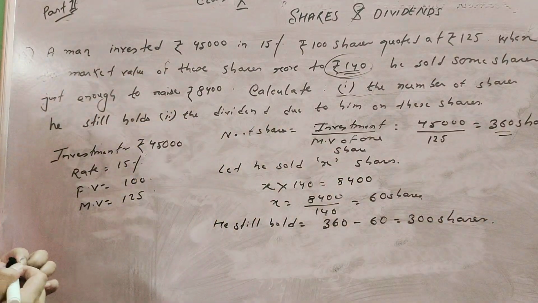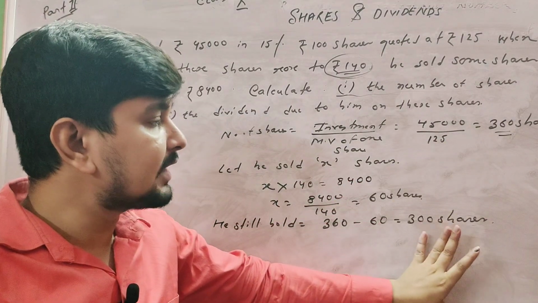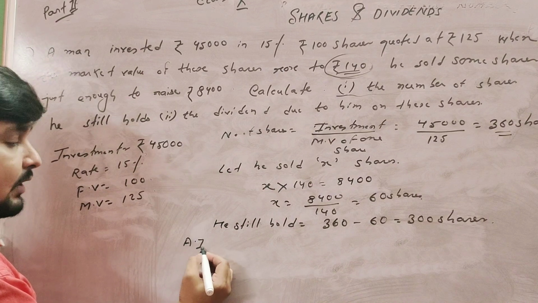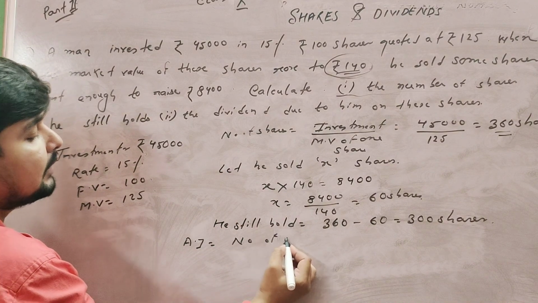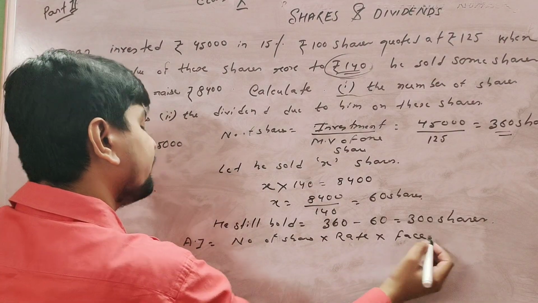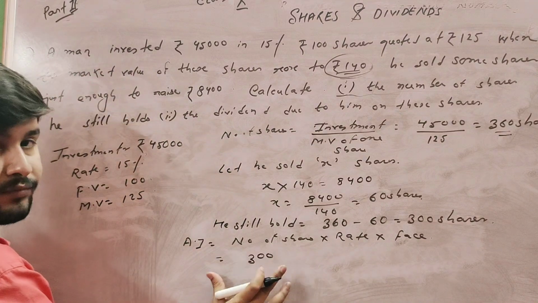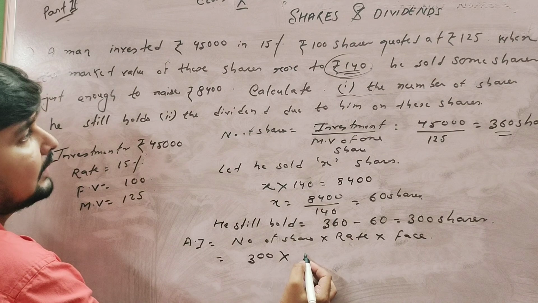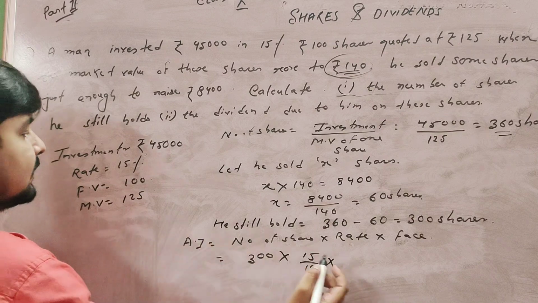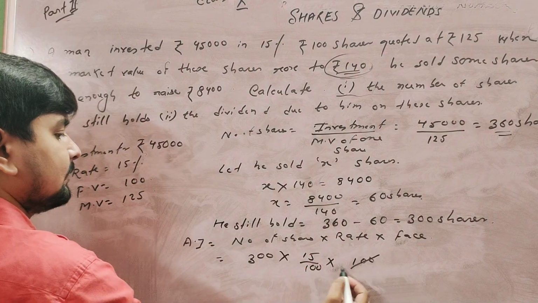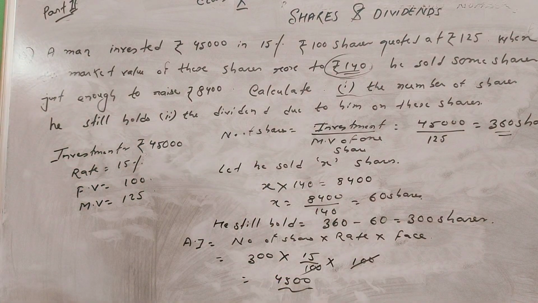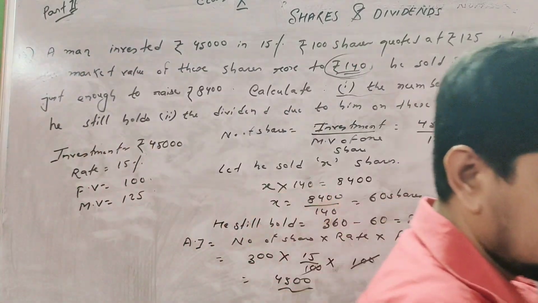Done. Now calculate the dividend due to him on these shares. These shares means 300 shares. So dividend means annual income. The formula of annual income is number of shares into rate of dividend into face value. So the number of shares he has is 300, rate is 15% and face value is 100. So he gets 4,500 as his annual income. Note.